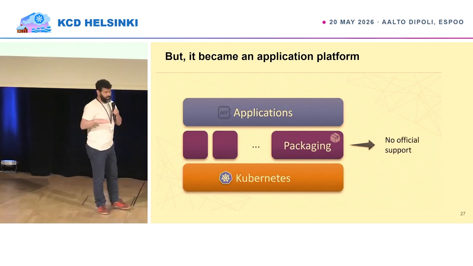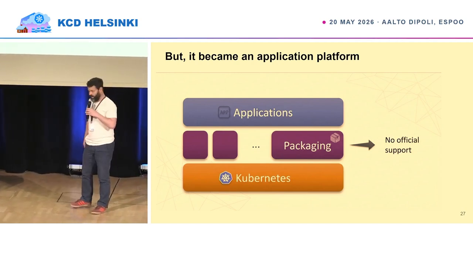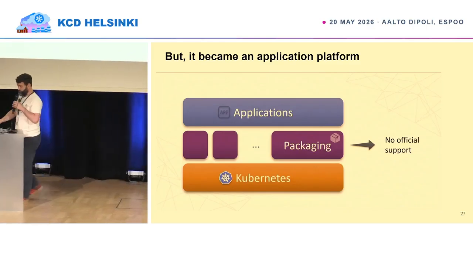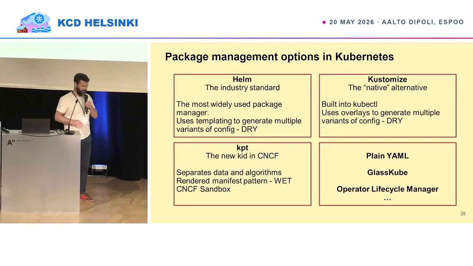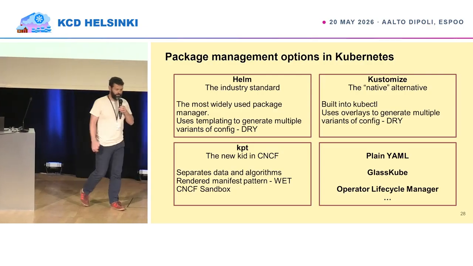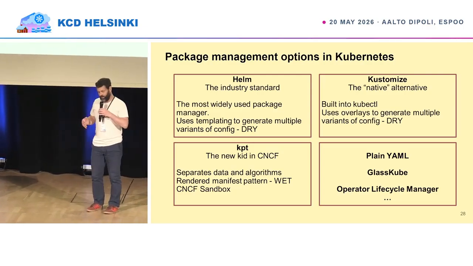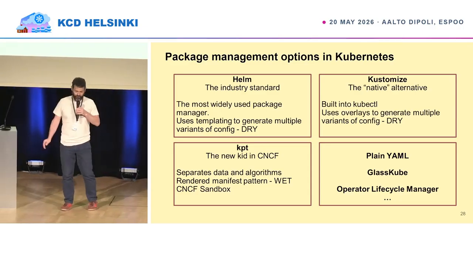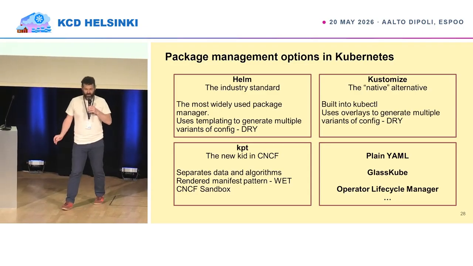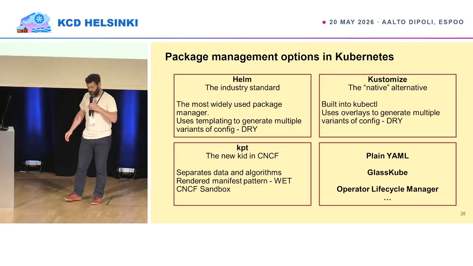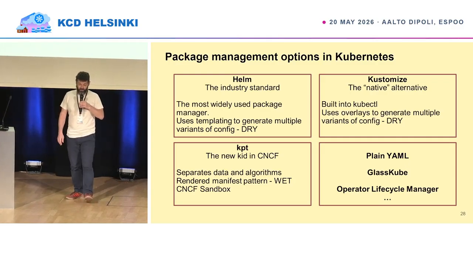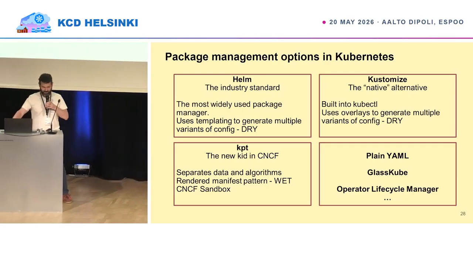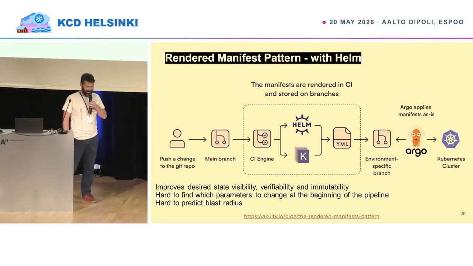But the problem here is that there is no, let's say, official package manager in Kubernetes. Of course, there are some options. They have different properties. Of course, we have Helm, which is the industry standard, which is based on a templating system. We also have Kustomize, which is another way of templating things. But we also have options like kpt and using just plain YAML. What I will talk about today is kpt, because this is the new thing in CNCF.